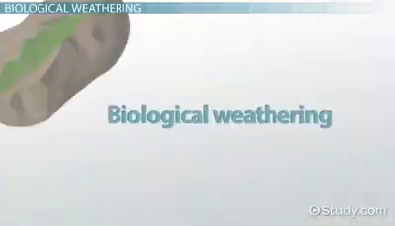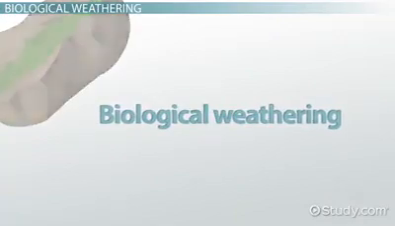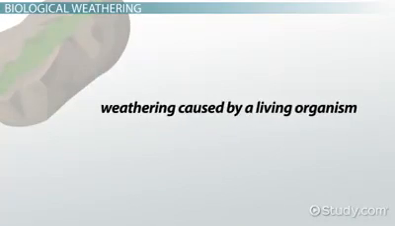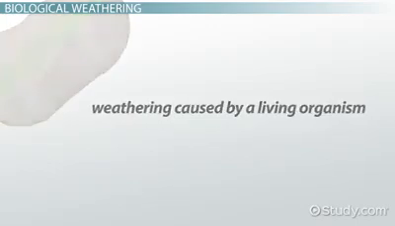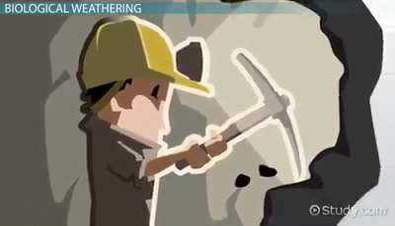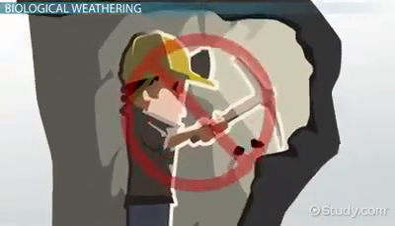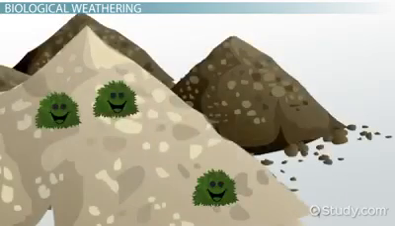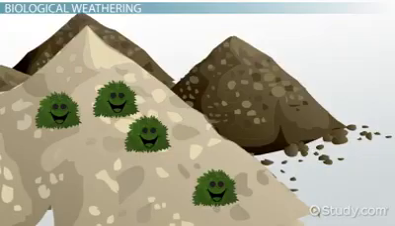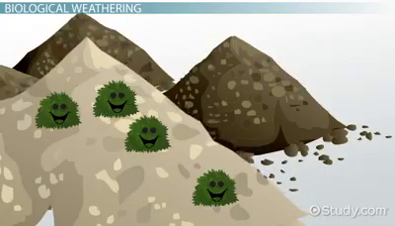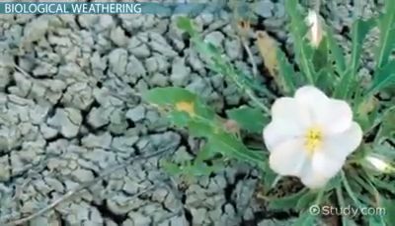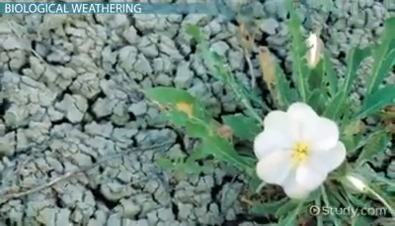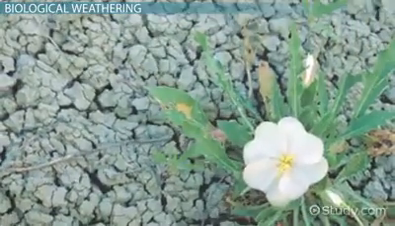Finally, there is biological weathering, which is weathering caused by a living organism. Remember, weathering does not remove the material in question, so humans mining and quarrying materials is not an example of biological weathering. Instead, think of moss growing on a rock. These creatures produce chemicals that help to break down the rocks that they grow on. Likewise, a plant growing through cracks in a rock will eventually cause more splits to develop in the solid material.